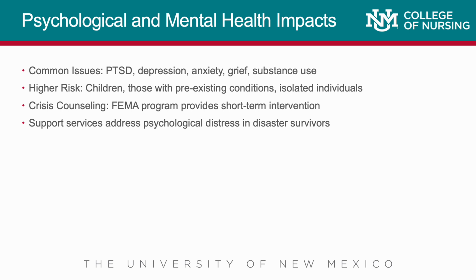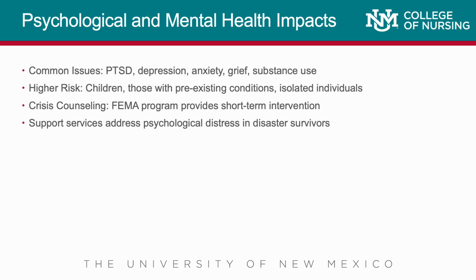So, psychological and mental health impacts are a real consequence of disaster. Common issues include PTSD, depression, anxiety, grief, and substance abuse. They're at higher risk when it's children, those with pre-existing conditions, and isolated individuals. There is crisis counseling through FEMA programs, and support services address psychological distress for disaster survivors.